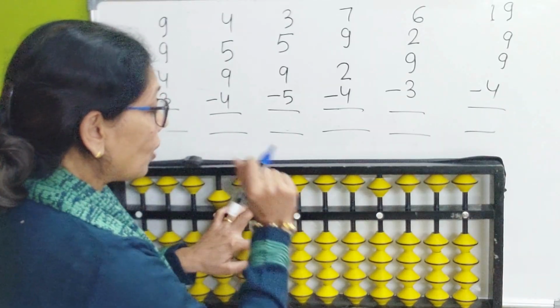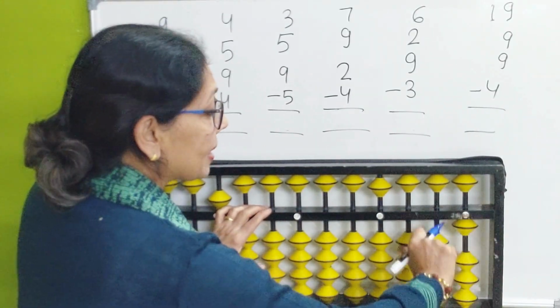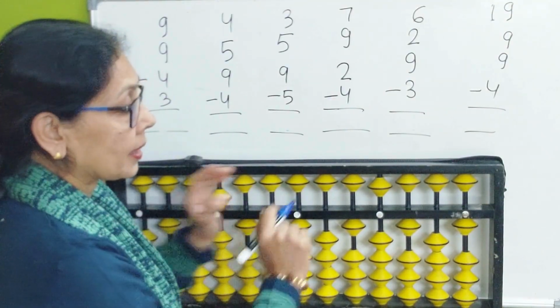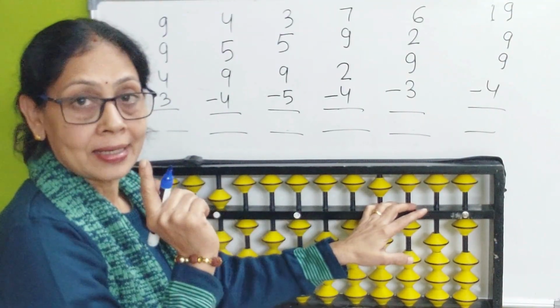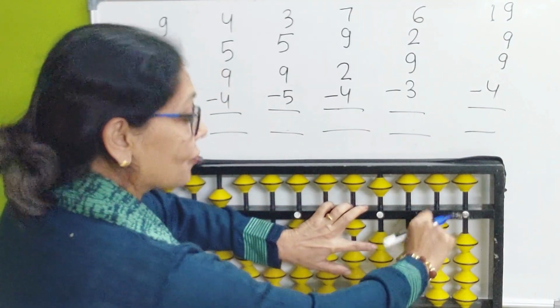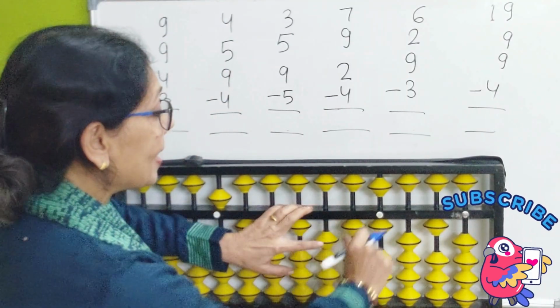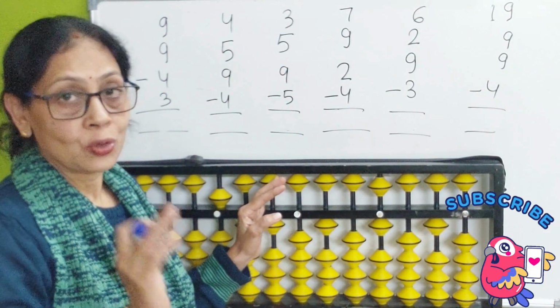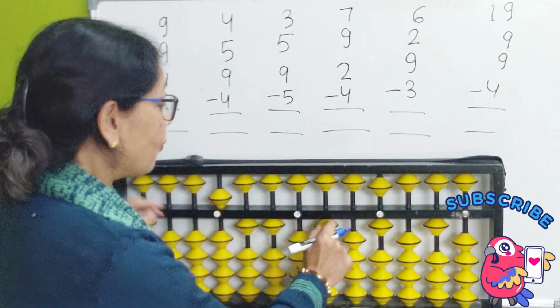Okay, so how to do this? First of all, we'll practice to memorize the formula. Add 9 is less 1, add 10. Add 9 is less 1, add 10. This way we'll practice the formulas.